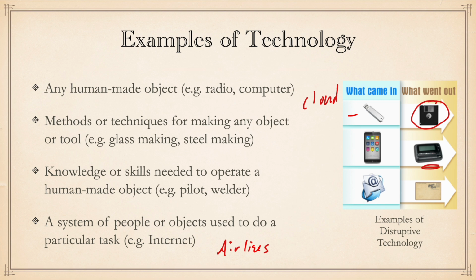Pagers were replaced by cell phones, which were then replaced by smartphones. Mail and office memos and stuff like that were replaced by email. So these are examples of some things that just pretty much disappeared because new technology came in and replaced the old technology. Like home phones, for example. Most people don't have a landline and a home phone anymore, they just have a cell phone.